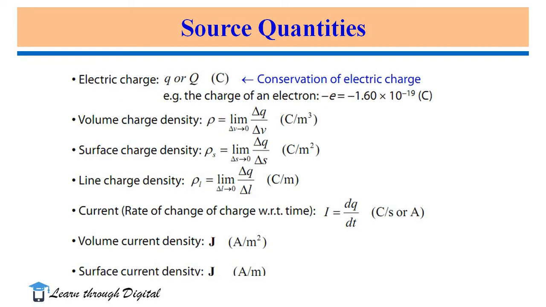Similarly, line charge density is the ratio of amount of charge per unit length, that is a small amount ΔQ over ΔL, as ΔL tends to 0.